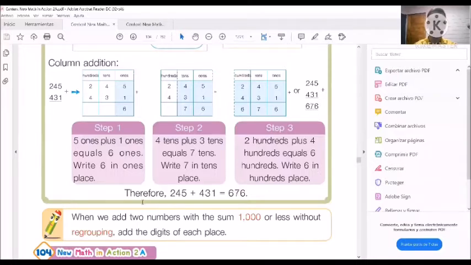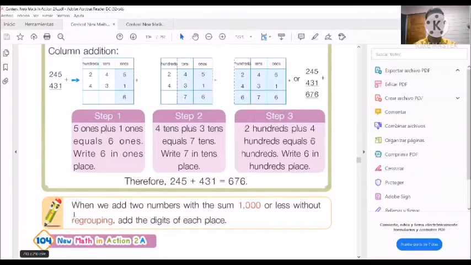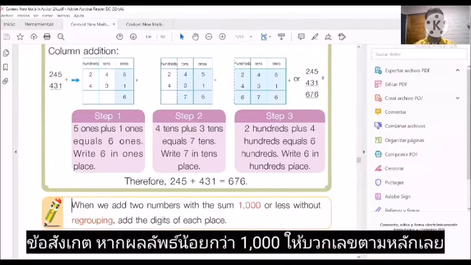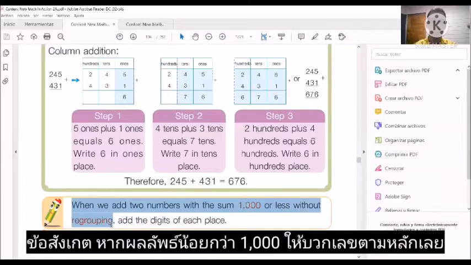Okay, so as you see here, let's read the speaking pencil, please. The speaking pencil is telling important things to us all the time. So let's read together, please. When we add 2 numbers with the sum 1000 or less without regrouping, add the digits of each place.